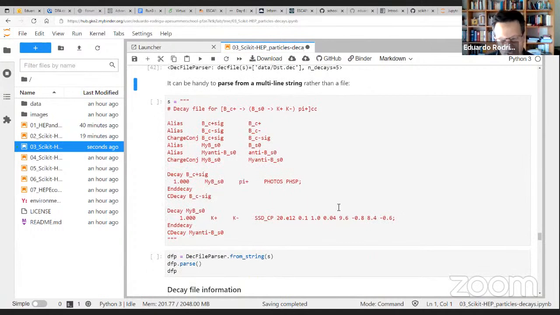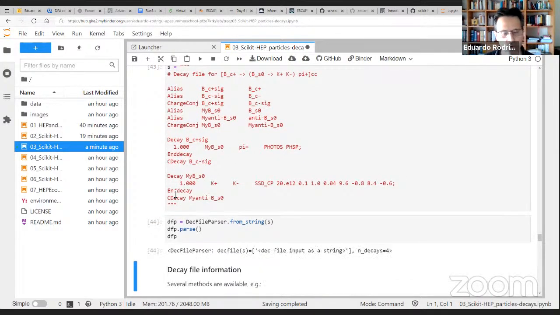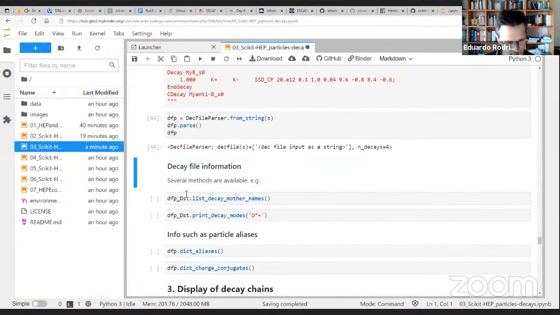Sometimes when you're passing things around and want to do a few tests, you might want to copy and paste a bit of a file just to check something. So you can also do that via the class method from string. You don't always need to open the files, because they can be very big. So this is all trivial.